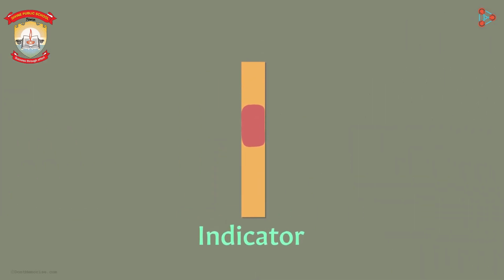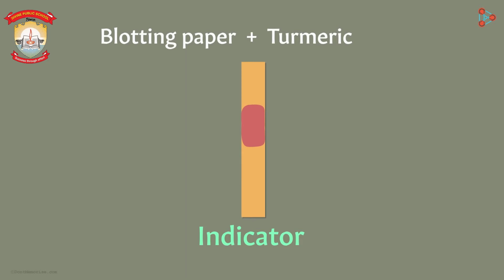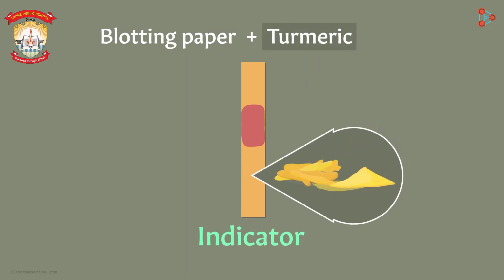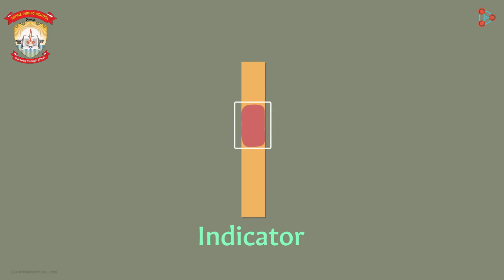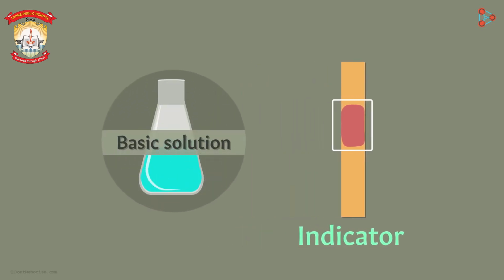Yes, it is. And what is this made up of? It's simply a blotting paper with turmeric applied to it. Turmeric? Yes, it is the same turmeric used in the kitchen. Turmeric is an excellent indicator to detect the acidic or basic nature of the solutions. In this case, the paper turned red when the solution was poured onto it. So, what did our indicator tell us? It clearly indicated that the solution was basic.